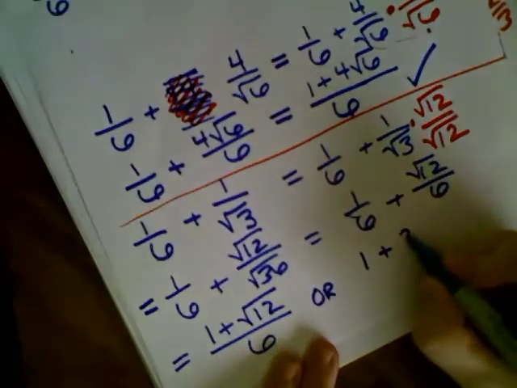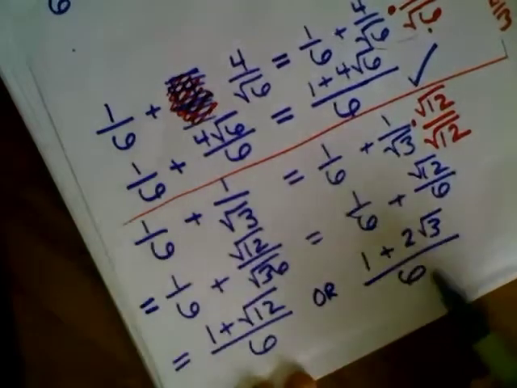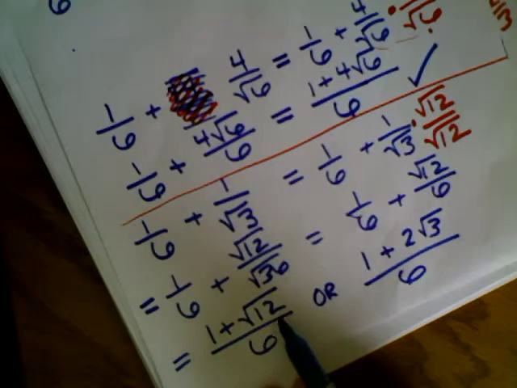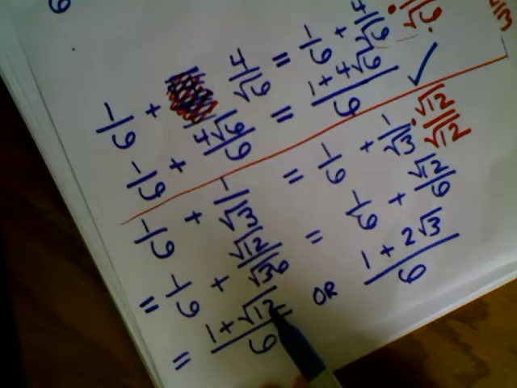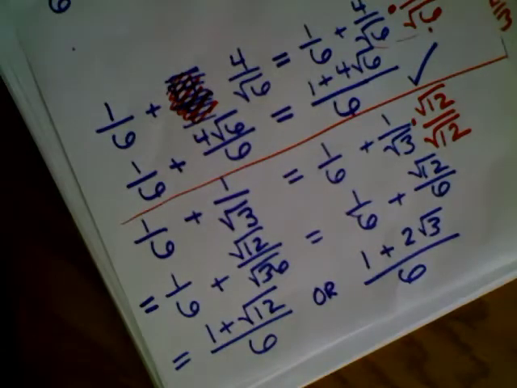Now the back of a textbook would write this answer with a denominator of 6 as this sum, because the author would have noted that 12 is 4 times 3, and the square root of 4 can be written as the whole number 2. Thank you.